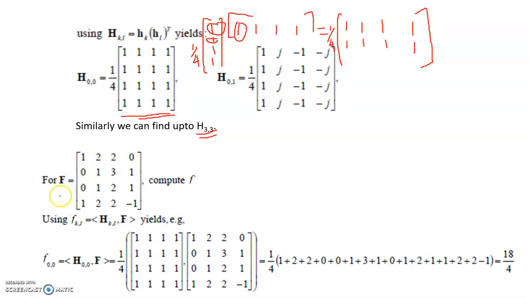Now, f is my coefficient. If the value of f is given, I can compute the value of my image. So this small f is my image. In order to get the image, you know it is the inner product of the coefficient with the basis HKL. In order to find f00, I have to take the inner product of f with h00. I have 1 by 4 outside h00, then into f. I have to take the inner product, multiplying element by element. 1 into 1 is 1, plus 1 into 2 is 2, plus 1 into 2, again 2, plus 1 into 0 is 0, plus again 1 into 0.